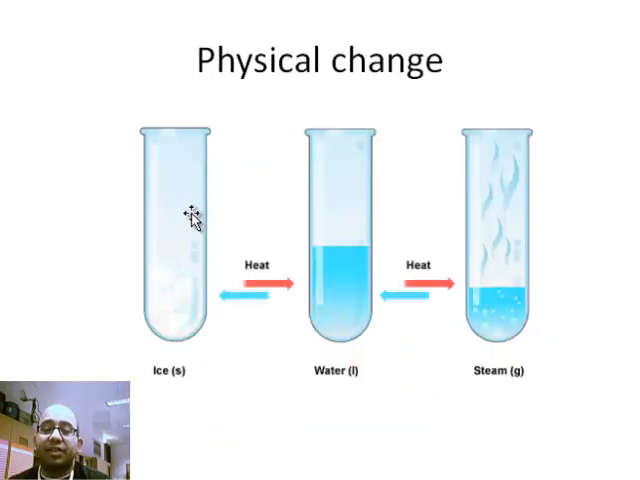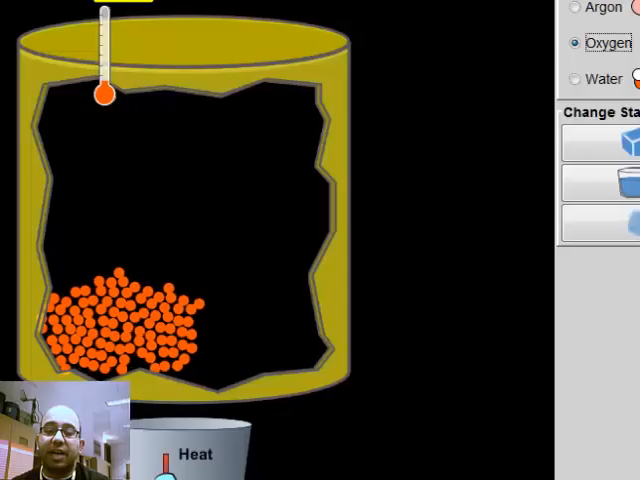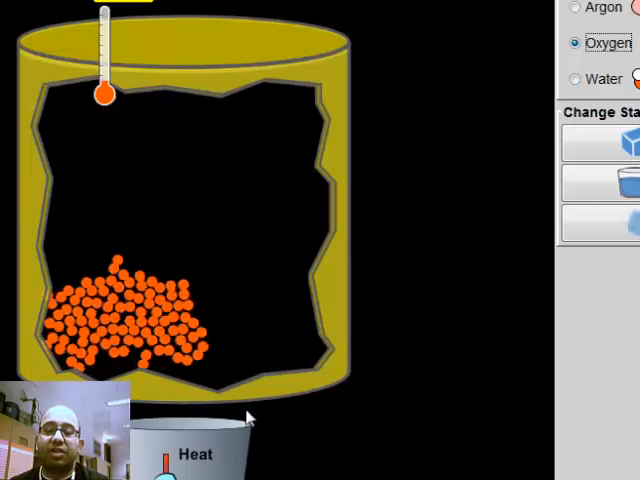A physical change occurs when it's the same substance but different states of matter. So for example, when you go from ice to liquid water to steam, all you're doing is heating the substance. Or if you're going from steam to liquid water to ice, all you're doing is cooling the substance, but the substance is still the same. It's still H2O.